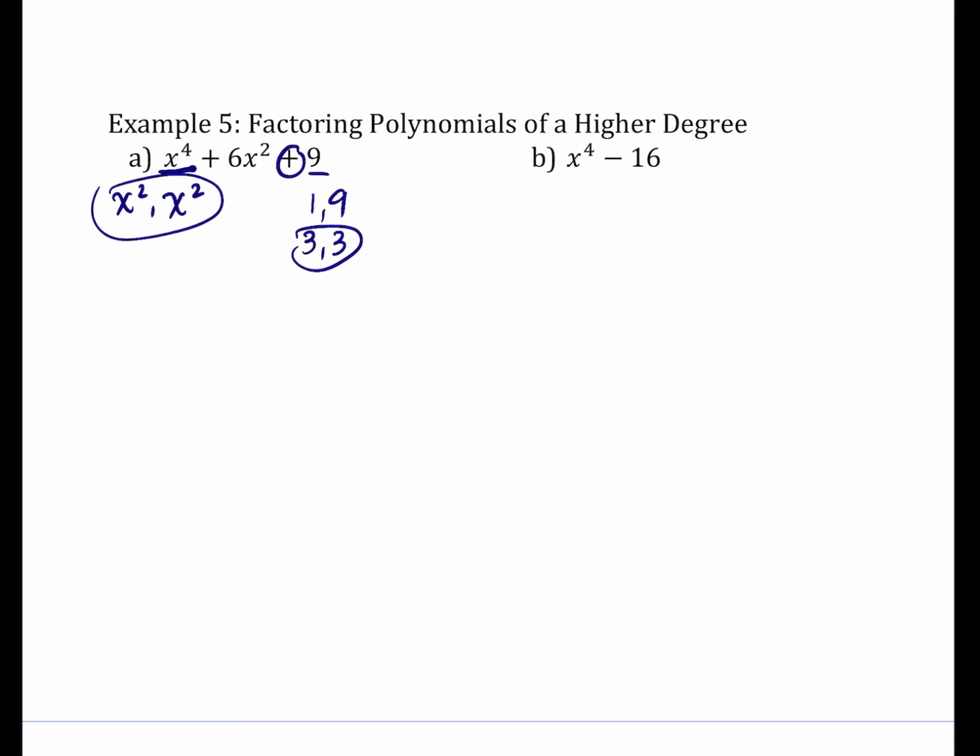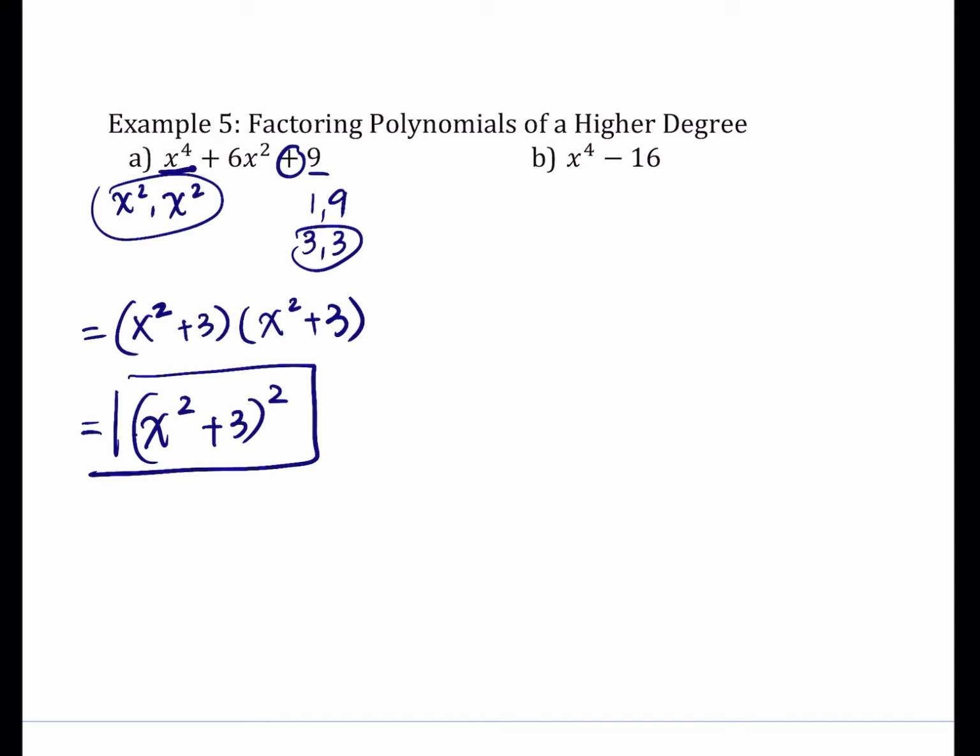So what I'm going to do is now set this up. X squared plus 3 times x squared plus 3. So it is fine to present your answer like this. Another way to write it, notice that they're actually exactly the same, so I might be able to write it as this: x squared plus 3, squared. Nicer way to represent it, but if you do leave it in the other way, that's completely fine. But it is important to know that these two mean the same exact thing.